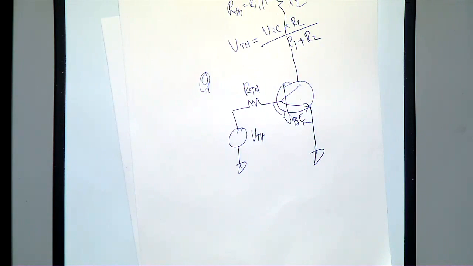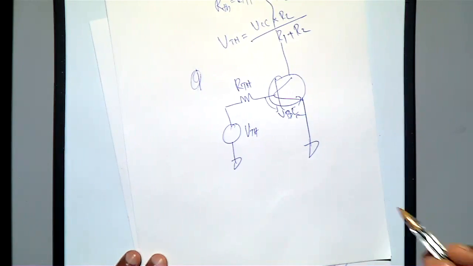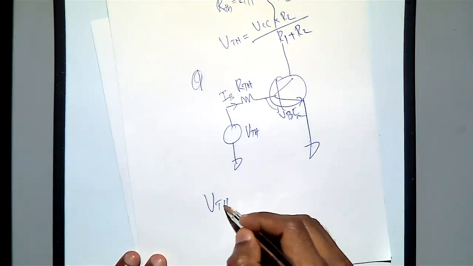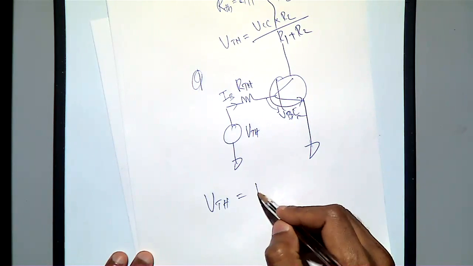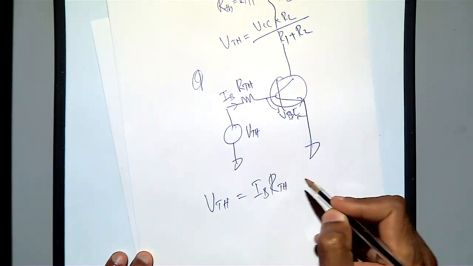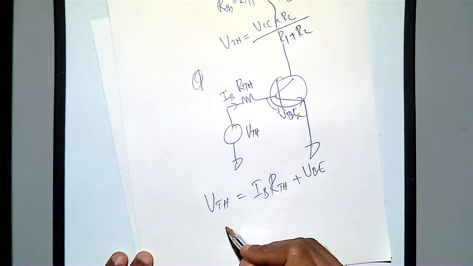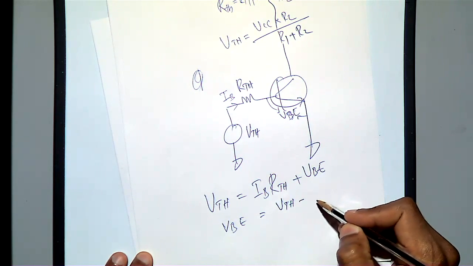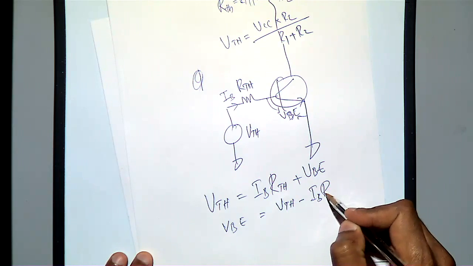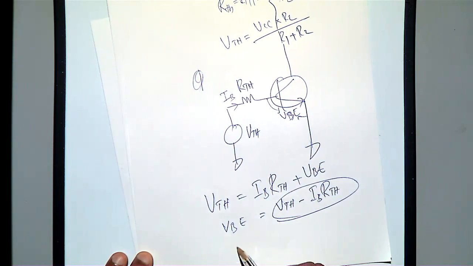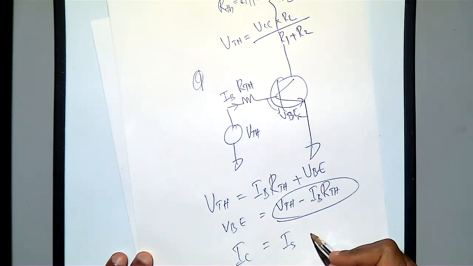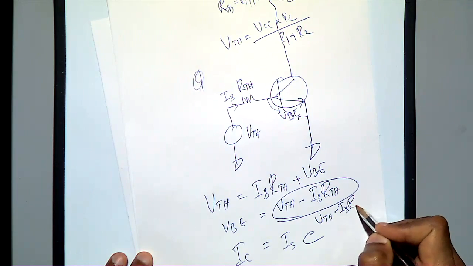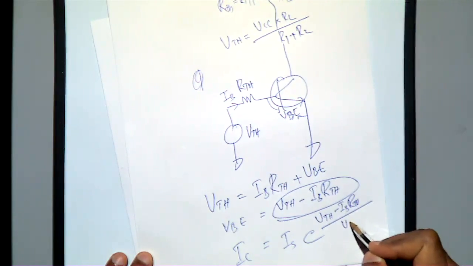So now you can write down the base current. What is the base current now? This current is IB. So now I can write VTH, which is equal to IB into RTH plus VB. Then VB is equal to VTH minus IB into RTH. So when we write IC, which is equal to IS exponential VB, that is VTH minus IB into RTH divided by VT.